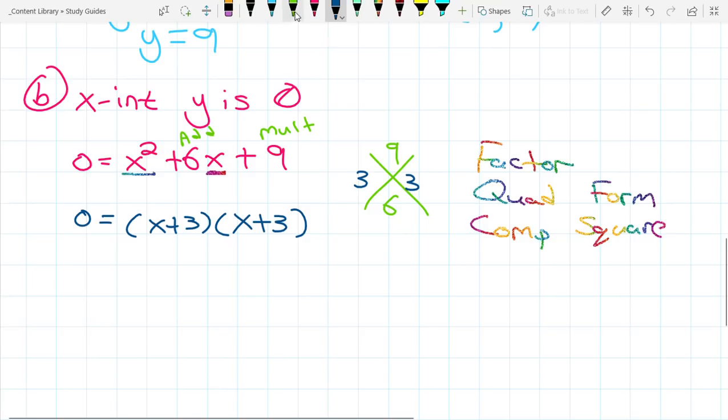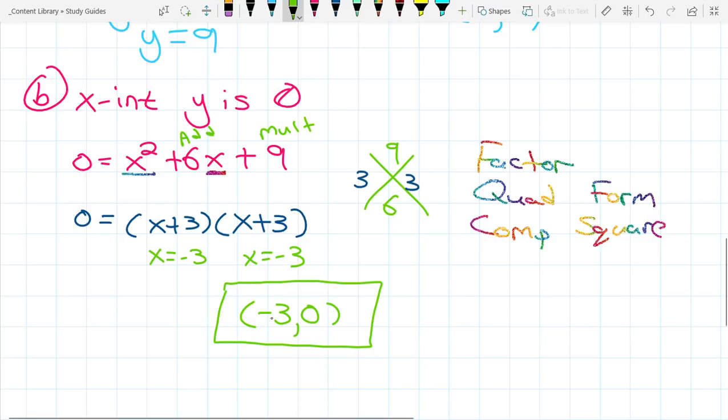Well, if that's the case, what plus 3 gives you your 0? Well, that would be a negative 3. Same thing over here. So in this case, our x-intercept is negative 3 comma 0. And you don't write it twice. Even though the number showed up twice, we only write it once. So negative 3, 0 would be the x-intercept for this problem.